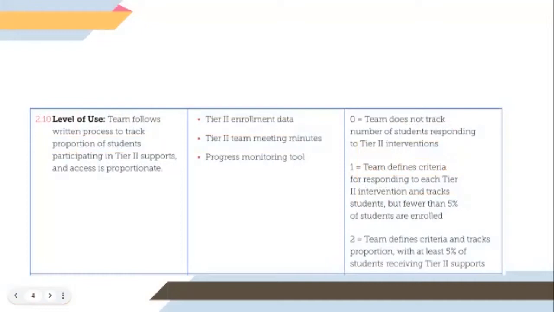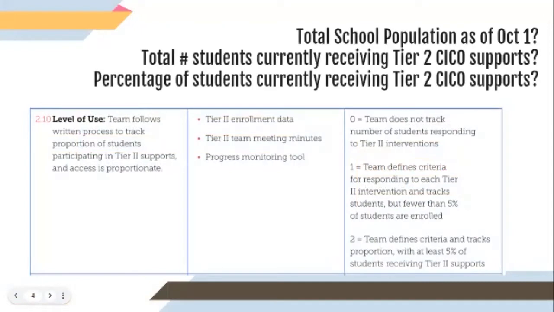Level of use involves the team following a written process to track the percent of students participating in Tier 2 supports and ensuring that access is proportionate to the total population, with at least 5% of students receiving Tier 2 supports throughout the school year. And we engage in this process in order to ensure that students are gaining equitable access to this intervention as they need it.